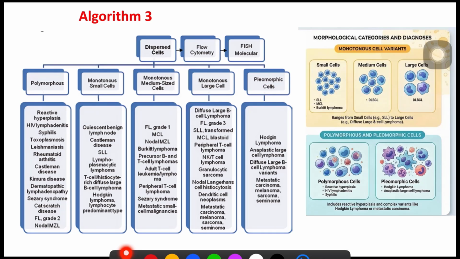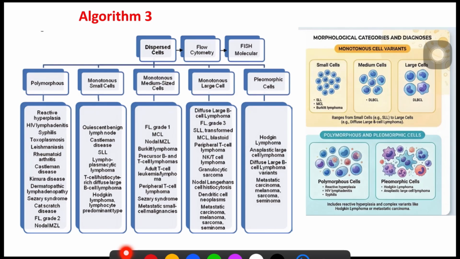So, what is the difference between polymorphous and pleomorphic? Polymorphous means you will find all the lymphocytes in different stages, starting from small lymphocytes to centrocytes, centroblasts, immunoblasts, tingible body macrophages, etc. Whereas in pleomorphic cells, all the cells have a malignant look and they have varying sizes, different sizes and shapes.